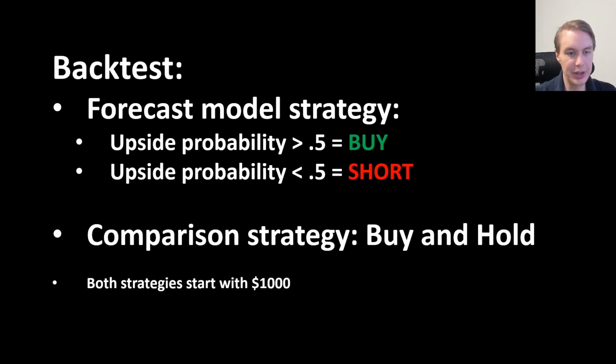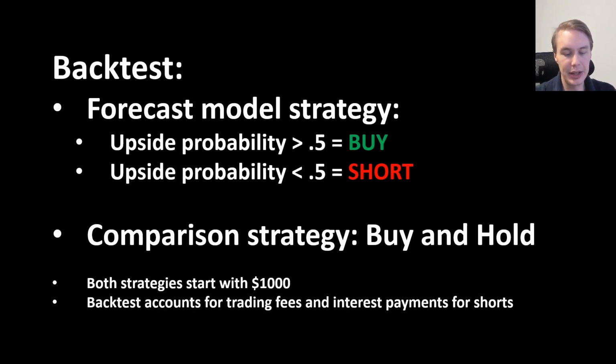So a couple of notes here. Both strategies are going to start with $1,000. The forecast model strategy is going to start with that $1,000 in cash and then buy in or short depending on what the market does. And the buy and hold is just going to buy Bitcoin. So at the very beginning, it's just going to buy $1,000 worth of Bitcoin.